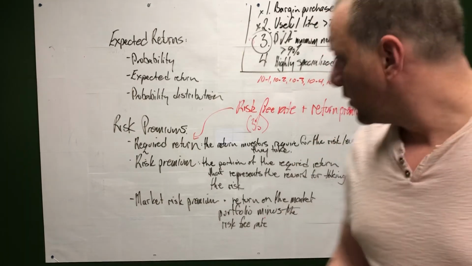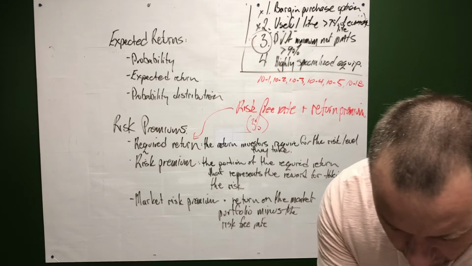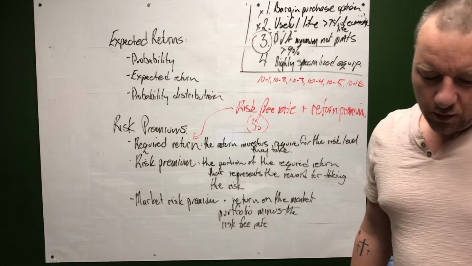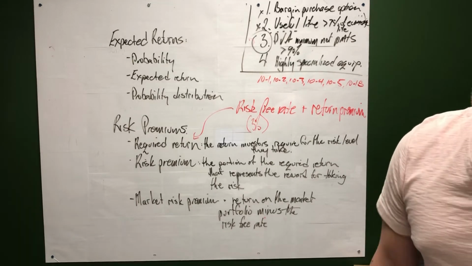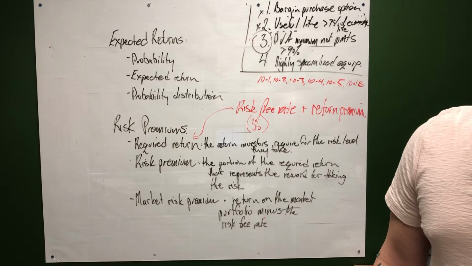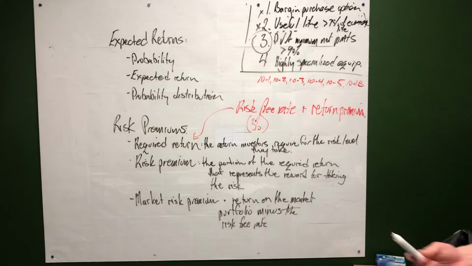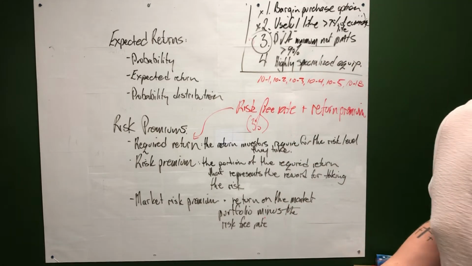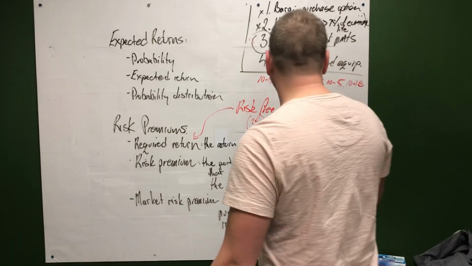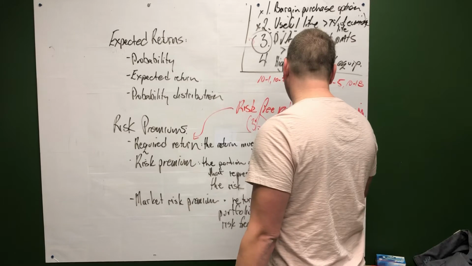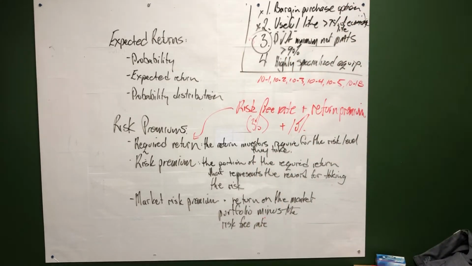Now, the risk premium is the reward investors require for taking that risk. So again, it really just depends on what that risk is going to be. Now, we don't know, but let's just say we wanted a return of 10%. So our required return is 13%.